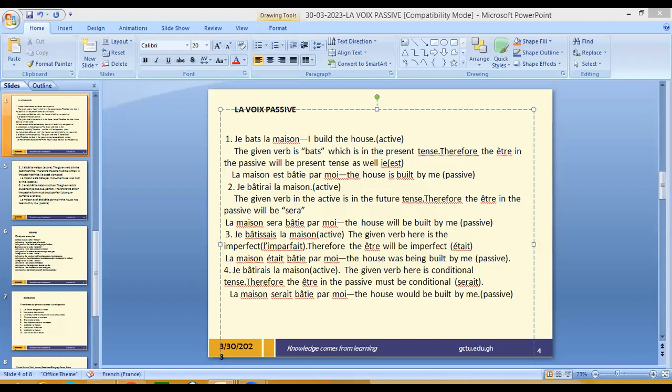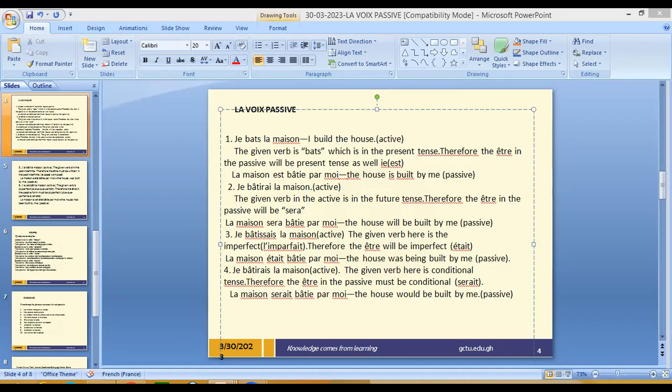On continue alors. So you can see here, j'ai bâti la maison. Here, the given verb is in the passé composé form. So you need to write être also in the passé composé. La maison a été bâtie par moi. J'ai bâti la maison. J'ai construit la maison. La maison a été construite par moi.